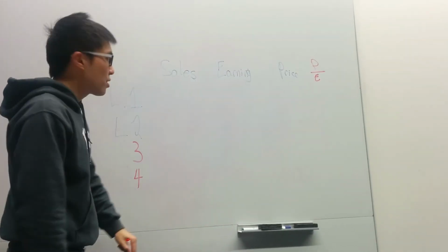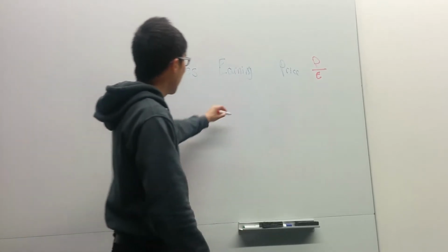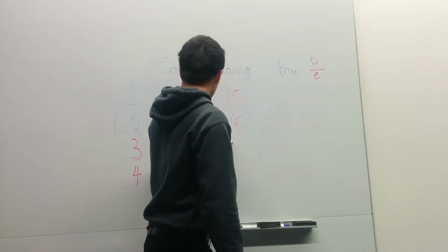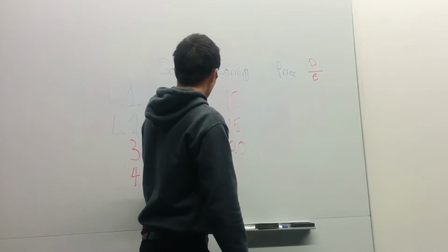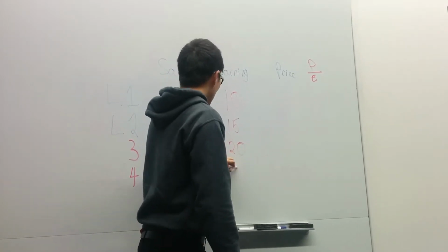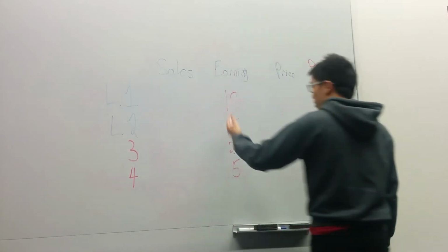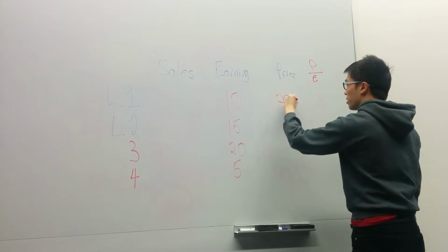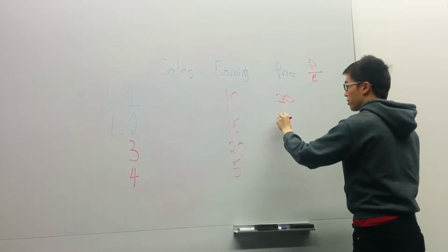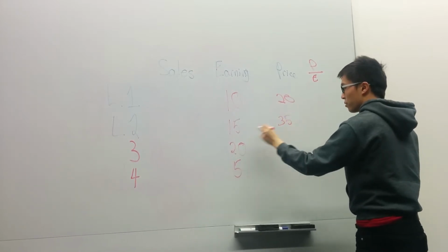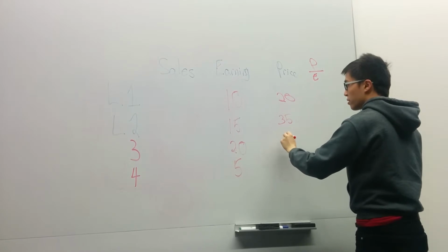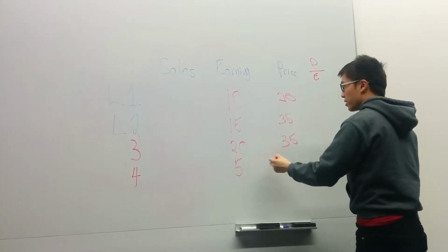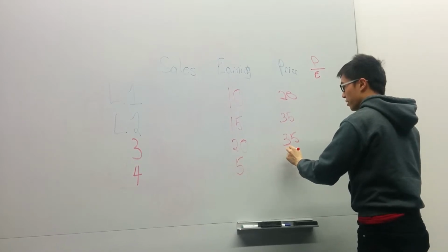So we have 4 companies. Let's say the earnings are 10, 15, 20, and 5. And then the price, let's just say it's around double. This is around 35, this is say 35 again, and this is 7.